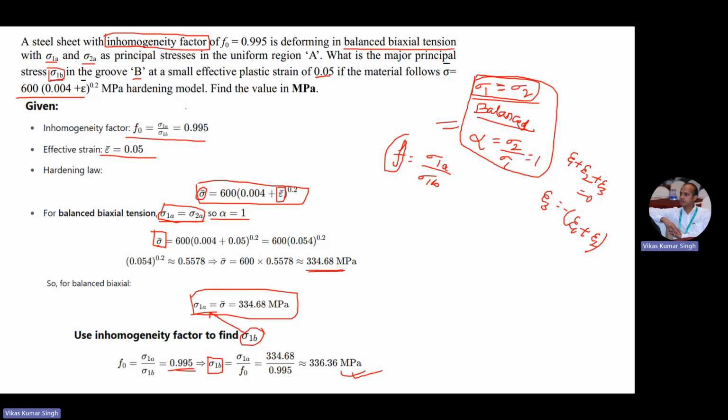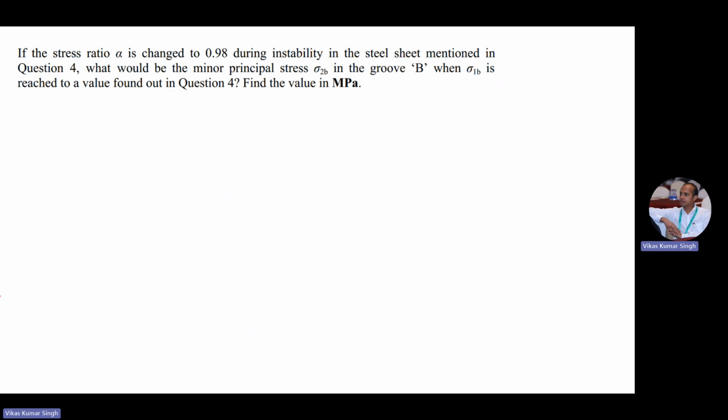So in this question, the concept was what the inhomogeneity factor is, and what the meaning of balanced biaxial tension is. Then we discussed the balanced biaxial tension and the inhomogeneity factor. Now moving towards the next question. The next question is similar to the previous question. The only thing is, here alpha is given. Alpha is given means what?